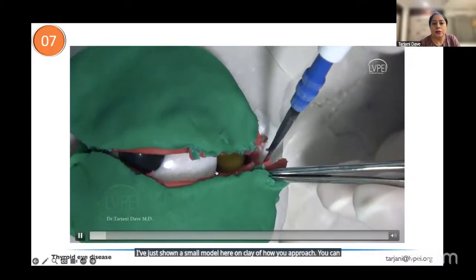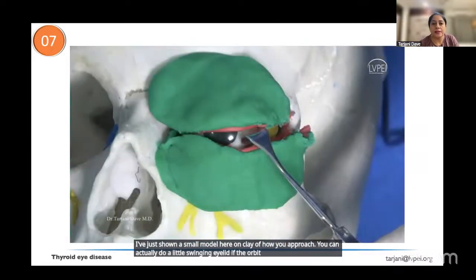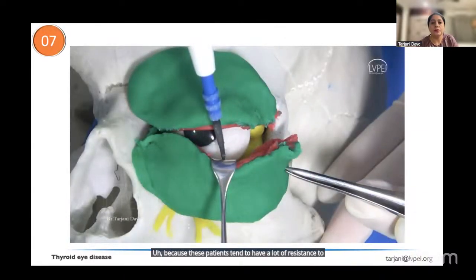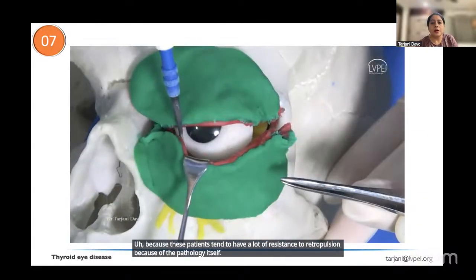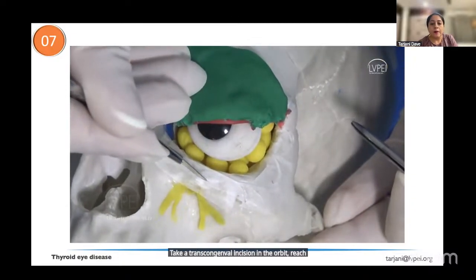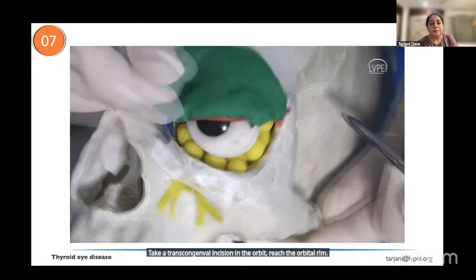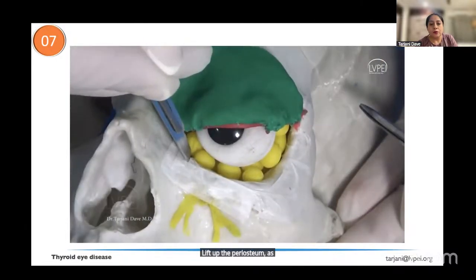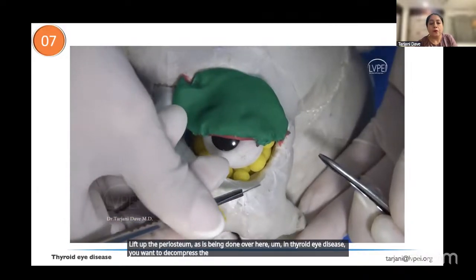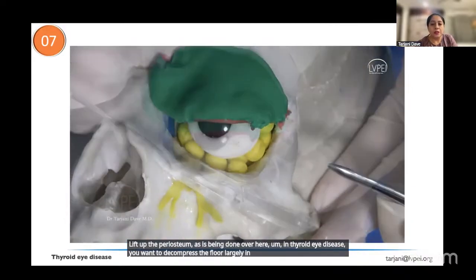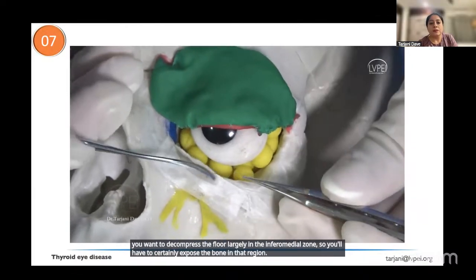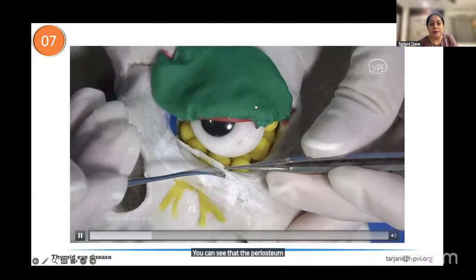You can actually do a little swinging eyelid if the orbit is very tense, because these patients tend to have a lot of resistance to retropulsion because of the pathology itself. Take a transconjunctival incision in the orbit, reach the orbital rim, lift up the periosteum as is being done over here. In thyroid eye disease, you want to decompress the floor largely in the inferomedial zone. So you'll have to certainly expose the bone in that region. You can see that the periosteum is being reflected here.